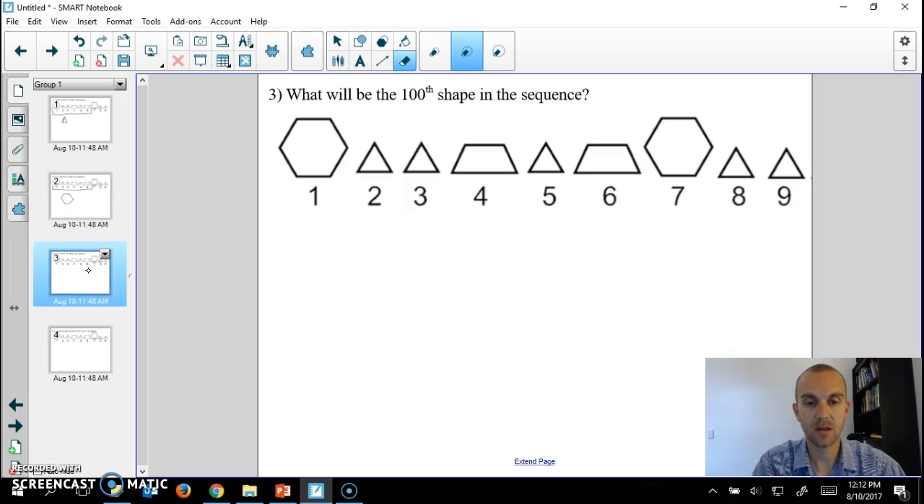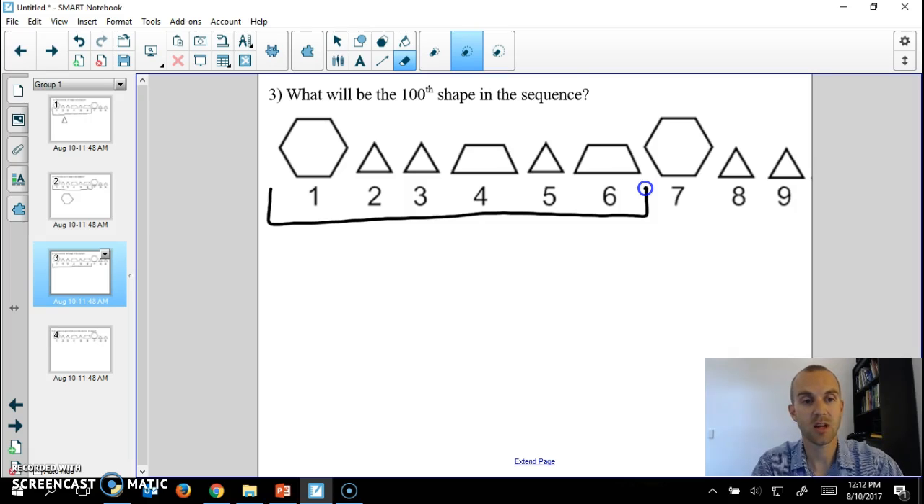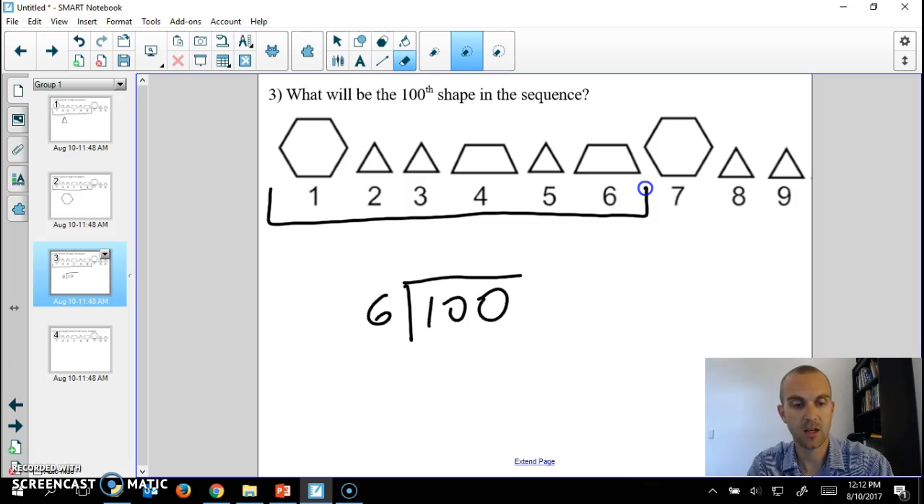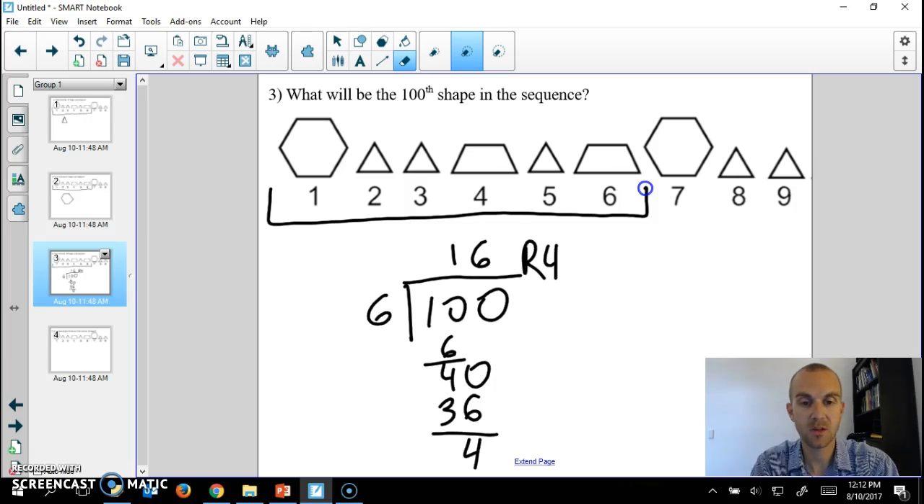Now, even this method can take more time than may be necessary. So when I get to larger numbers, like trying to find the 100th shape, I can start by saying, well, how many times does 6 go into 100? And if I do that, I would get that 6 goes in 16 times with a remainder of 4. That remainder of 4 tells me how to count. 1, 2, 3, 4. So that my shape in this case would be the trapezoid.